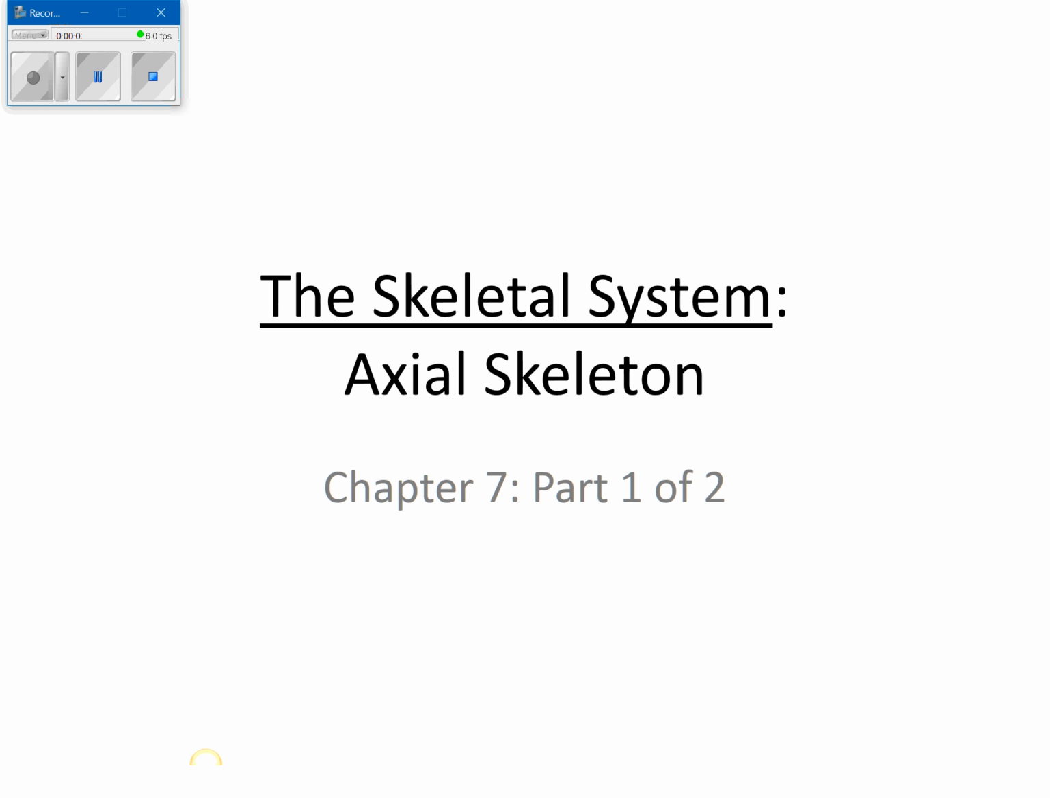Okay, the skeletal system, Chapter 7. We will talk about the skeletal system separated. I'll separate the axial skeleton, and then we'll turn around and talk about the appendicular skeleton. So it's in two parts.